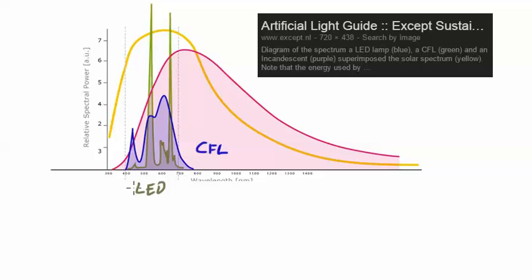So I'm trying out the eyedropper tool to see if I can match the color to these. CFL is this blue line. LED is the green line. The solar spectrum is this yellow. And the incandescent spectrum is shown in whatever color that is.